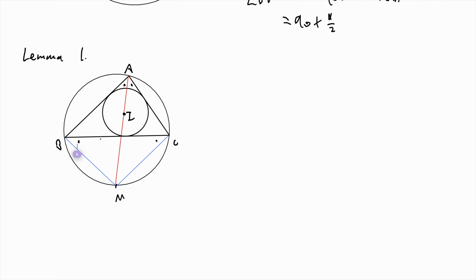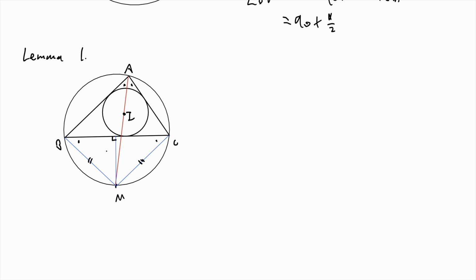Then, because of that, these blue lines are the same. They have the same length. So let's draw a perpendicular line from M to BC like this, where this is perpendicular.